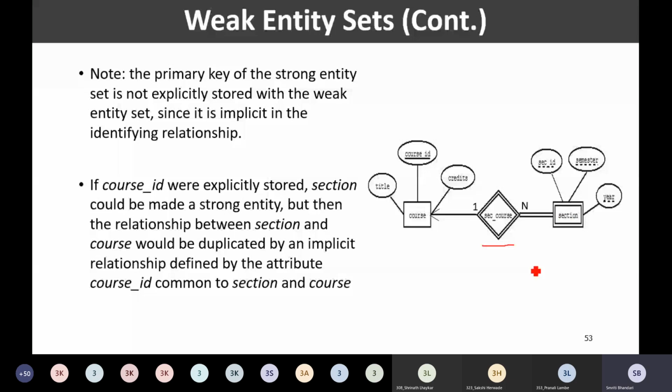Are you getting me? Yes. This course ID, which is the primary key of the associated strong entity set, we are not explicitly storing with this weak entity set, but this course ID is implicitly available to the weak entity set via this identifying relationship. Got it?